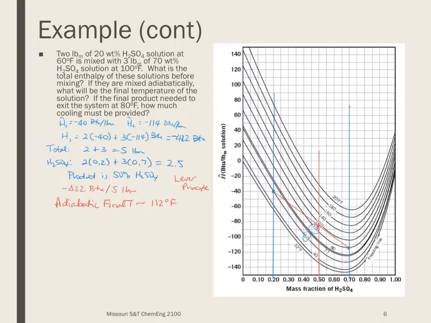Okay. Now the other question is, what if I needed to have the final product exit the system at 80 degrees Fahrenheit? How much cooling do I need to provide? Well, that's a little easier because I'm going to find where 80 degrees Fahrenheit intersects with my 50% solution, which is right there. The enthalpy is going to be negative 104.